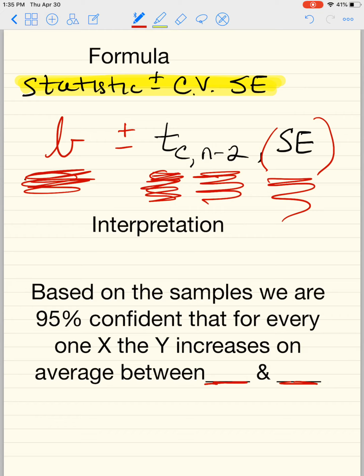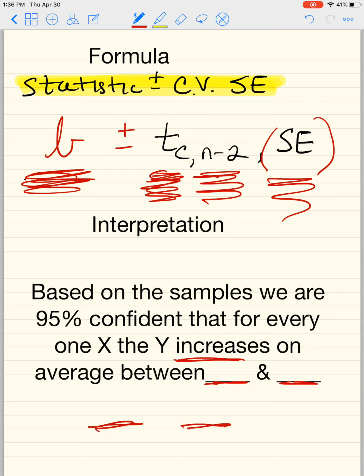So in the first video, I taught you how to interpret the slope. Basically, when we interpret the slope, we say for every 1x, the y increases or decreases by a specific unit, okay? Now what we're saying is for every 1x, it's going to increase or decrease between this number and this number, okay?